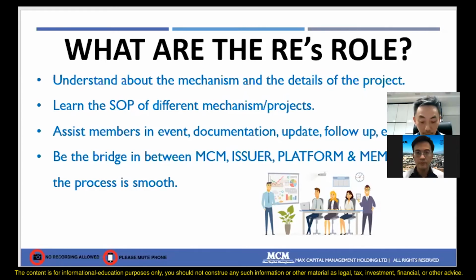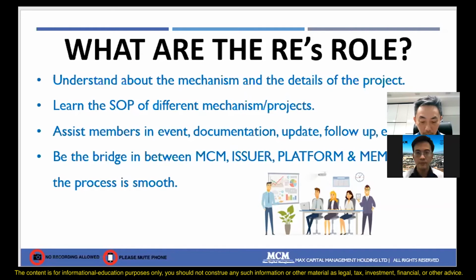All right, not like when we say, hey, we got this project and you invest, we just ask people and then you invest lah. Anything you ask, we don't know. So we have to really have our REs come in and take on this responsibility, so we can all help each other.